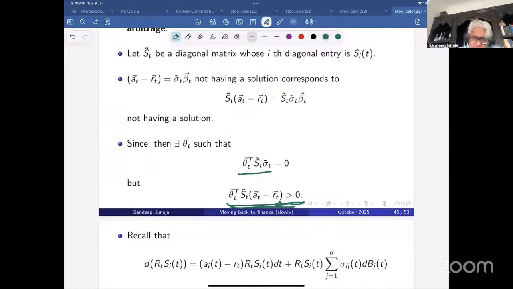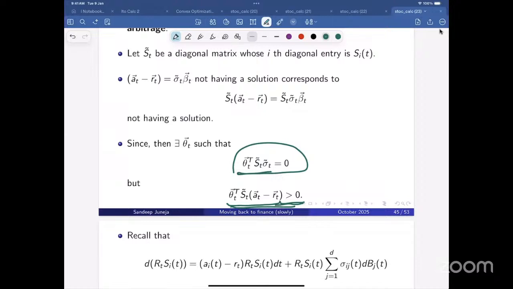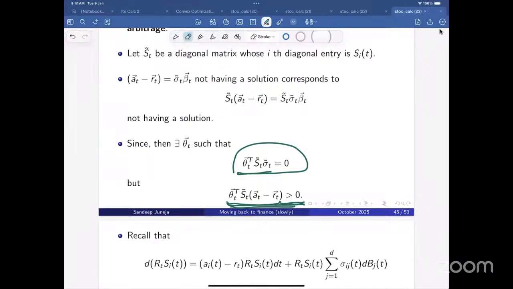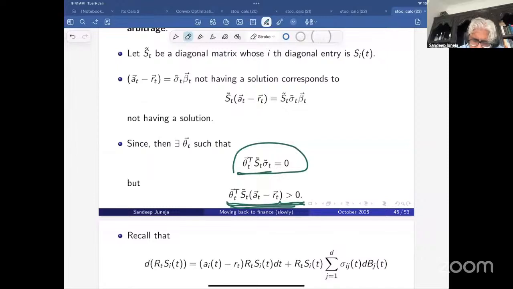So I've got such a theta now. I've got a theta which is orthogonal to these guys. See, the point is I'm going to construct a portfolio with this theta. And I'm going to construct a portfolio in such a manner that all the noise cancels. And then I'm going to argue that I still have a drift which is positive. I'm still getting returns from it without any noise. So that's going to give me my arbitrage. That's where I'm going with all this. So everybody with me so far?